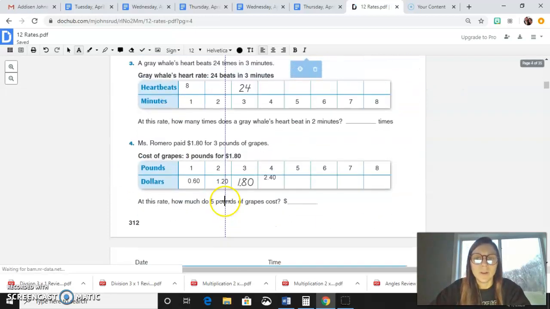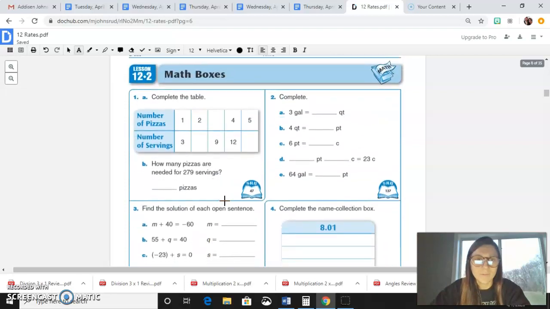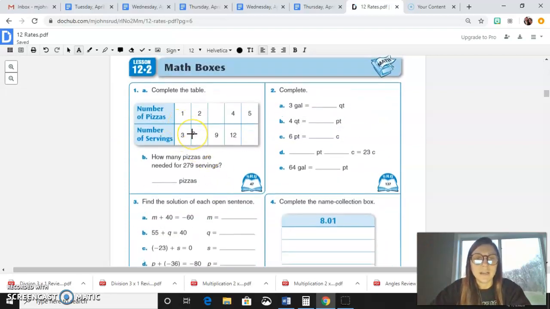Okay, when you're done with 311, I want you to go to 314. And this is kind of the rate table that we did yesterday. Notice your pattern. If I have 1, 2, blank, 4, 5, even without looking, you should know that that next number is 3. So now, if I look at number of pizzas and number of servings, there's 1 pizza for 3 servings. So if I know that 1 to 3, I times it by 3. If I have 2 here, I'm going to times it by 3 to give me 6. If I times this 5 by 3, it'll give me 15. So now look, 3, 6, 9, 12, 15, you're going by 3s.